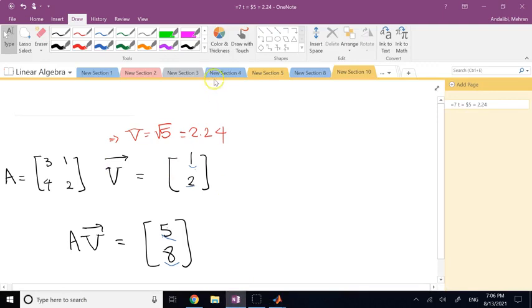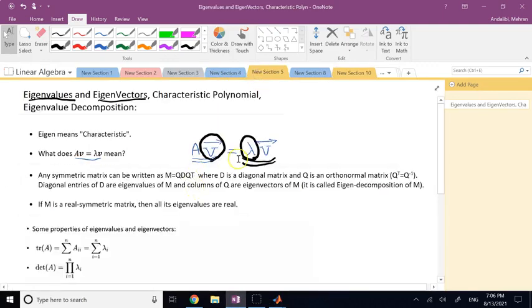So the only two lines that will match this criteria, A times V equals lambda times V, are those two vectors V1 and V2. So we call them eigenvectors of A, and lambdas eigenvalues of A. Good. So this is about the meaning and the use of them.